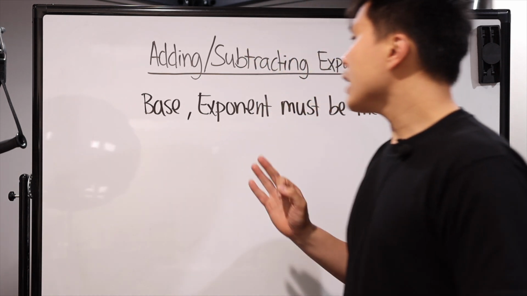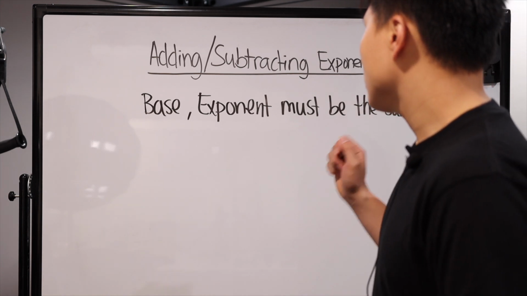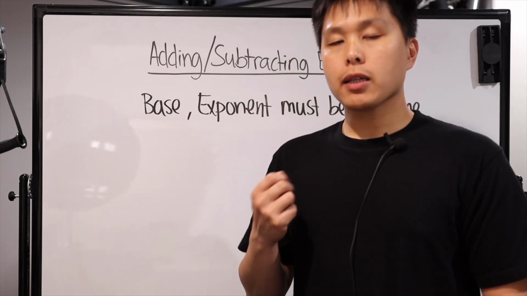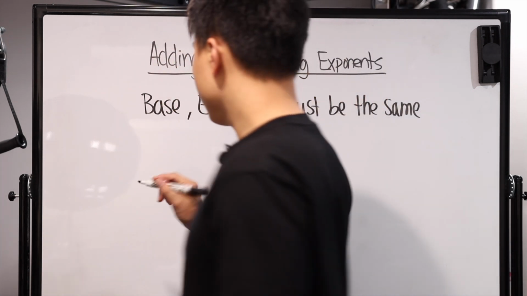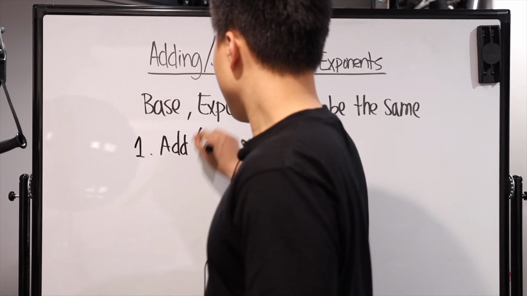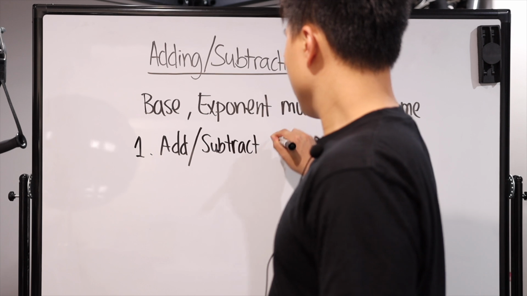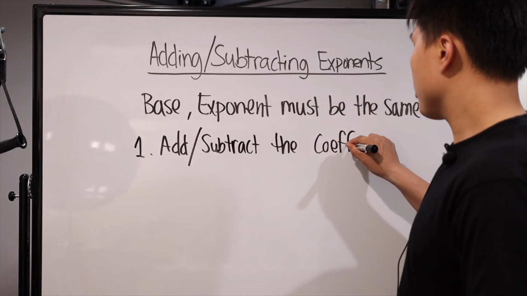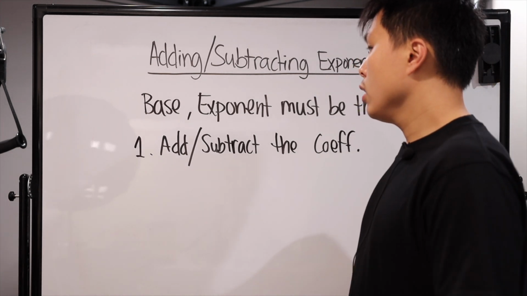So if you can guarantee that the base and the exponent of the different expressions that you're trying to add and subtract are exactly the same, then it's fairly simple, because all you have to do is go through one single step. Add or subtract the coefficient. Basically the number in front of the variable or the number in front of the exponent expression, right?